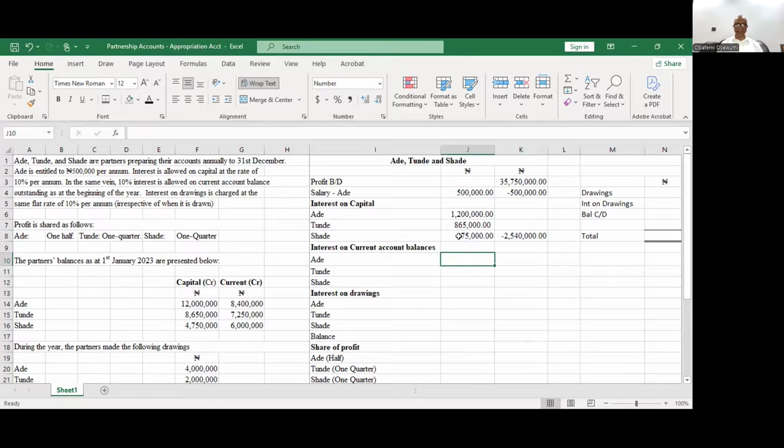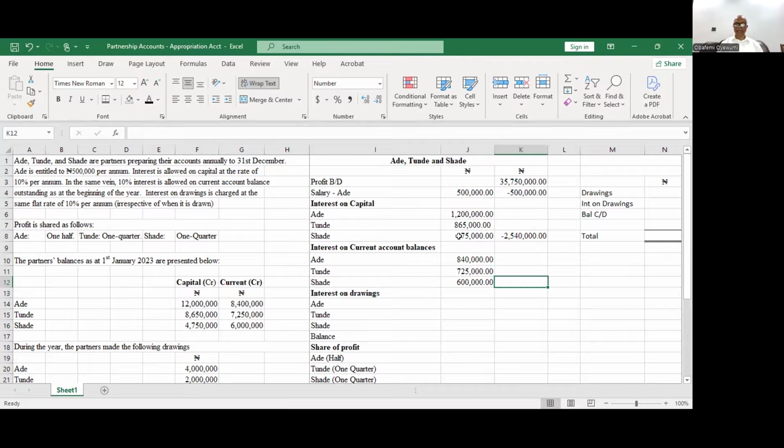All right. So let's go to interest on current account balances for the different partners. We have 10% as well. So what's the current account balance? Let's go to our question. We have 8.4 million, then 7.250, and then 6 million. So 10% will fetch how much? 10% of 8.4 million naira will give us 840,000. Then this one will give us 725,000 naira, and then this will give 600,000 naira.